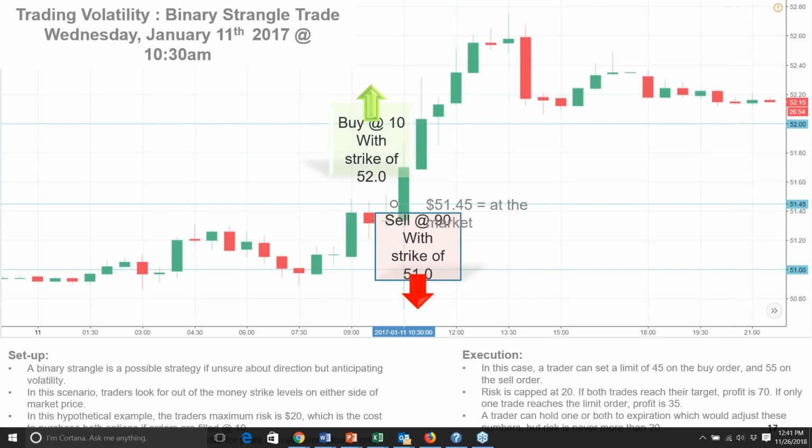The absolute opposite is true. If the release is not very volatile and the market doesn't really move and stays between your 2 strikes, both would end up unprofitable. And again, with your maximum risk being $20, that's the amount that you would be out. This is one of my favorite ways of trading on the Nadex platform.